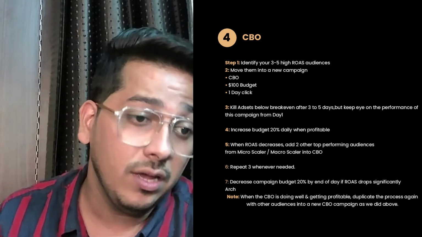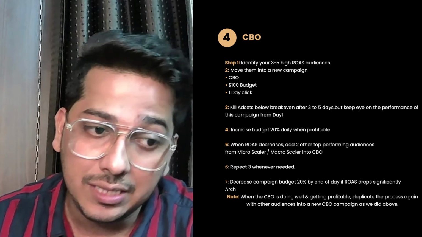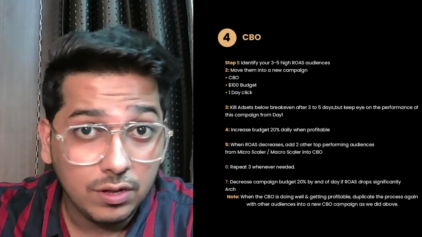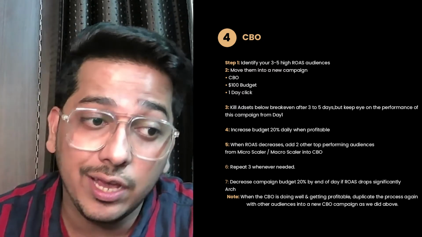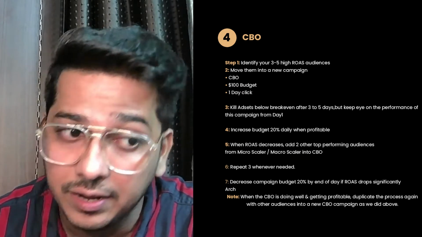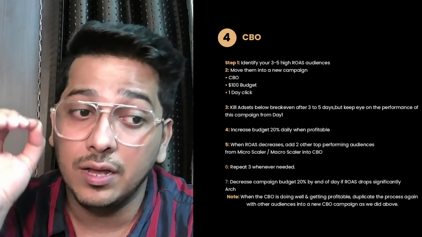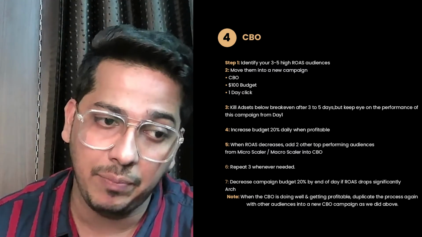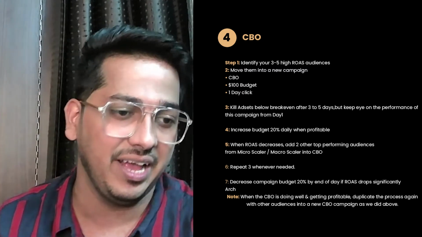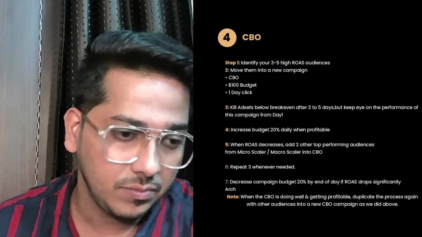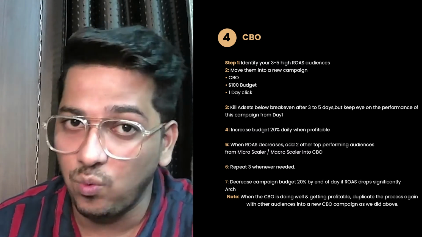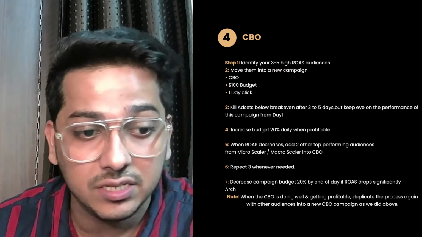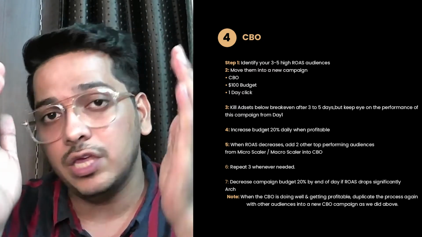And just after that, as I mentioned over here, repeat step 3 whenever needed. After you add 3 to 5 new audiences, you need to take care of the third point as well. Once again, kill those ad sets that are break even under 3 to 5 days. Getting my point? And just after that, decrease the campaign budget by 20%, which I already told you in the beginning. And then the main thing: when the CBO is doing well and getting profitable, duplicate the process again with other audiences in a new CBO campaign.